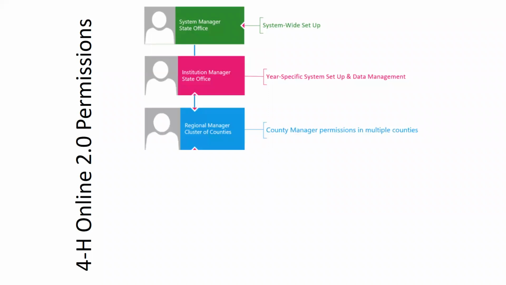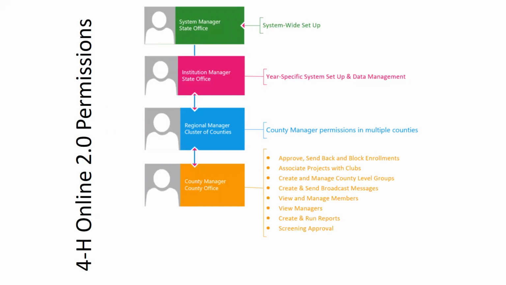Then we have the regional manager. Again, these are county managers with permissions in multiple counties. Most of you will have the role of county manager. This is 4-H county-based staff with permissions to approve, send back, and block enrollments, associate projects with clubs, create and manage county-level groups, create and send broadcast messages, view and manage members, view managers, create and run reports, and do screening approval.